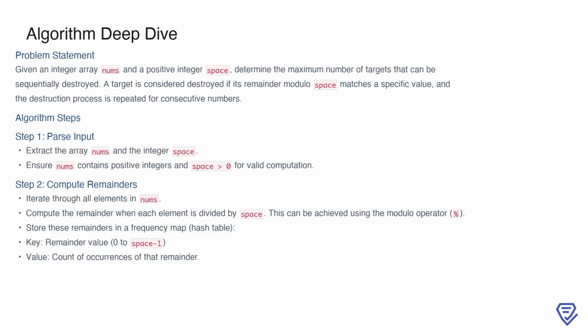The first step is to parse the input. We extract the array nums and the integer space, ensuring that nums contains only positive integers and that space is greater than 0, as these are the necessary conditions for valid computation.